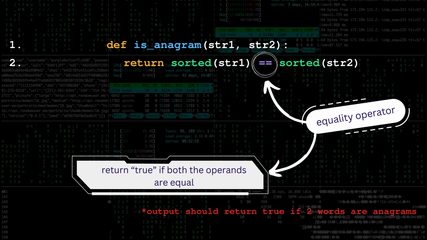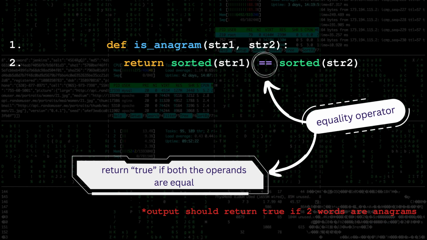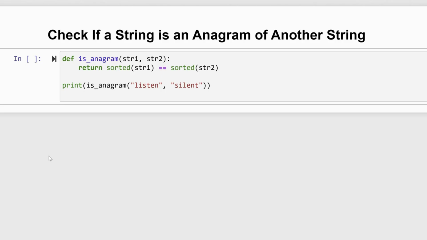Next, the function compares the sorted lists. If they are equal, it means that the input strings are anagrams, and the function returns true. In our example, listen and silent are indeed anagrams, so the function returns true.